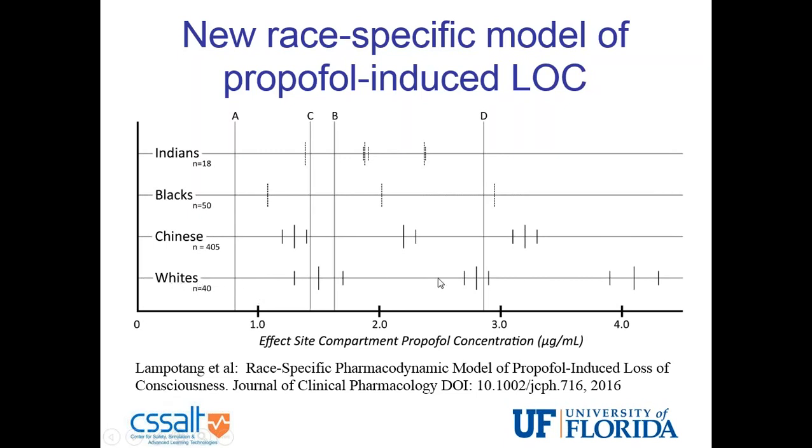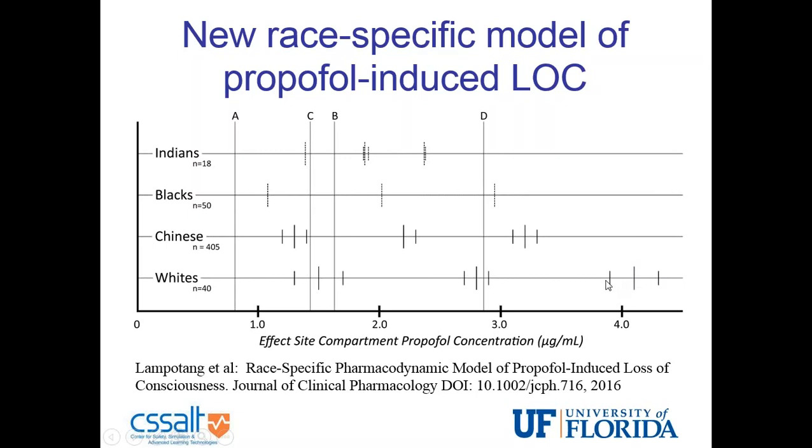The bottom line is for whites, and the x-axis is the effect site compartment propofol concentration in microgram per milliliter. The first hash mark you see here is the EC05 concentration. It means at this concentration, 5% of whites lose consciousness. This one is the EC50, so at this concentration, 50% of whites lose consciousness. And this one is EC95, which is at 4.2 or so, and it means 95% of whites will lose consciousness at 4.2 microgram per milliliter effect site compartment concentration.